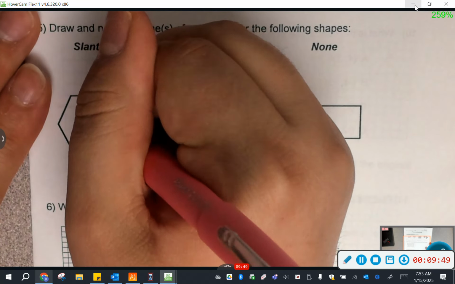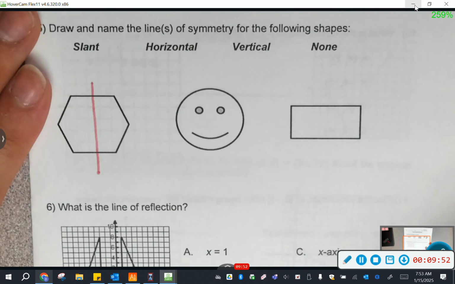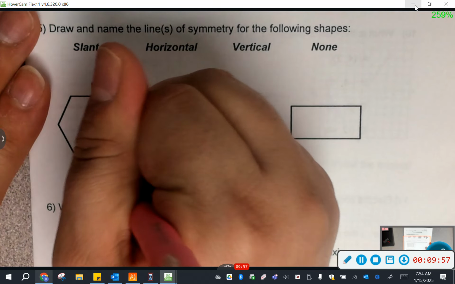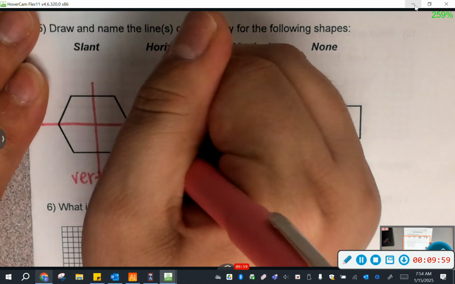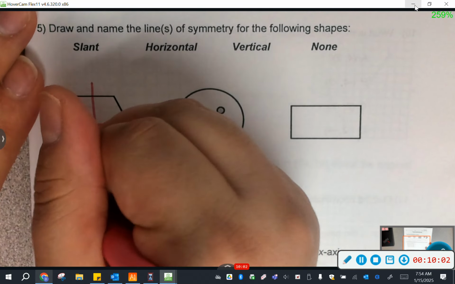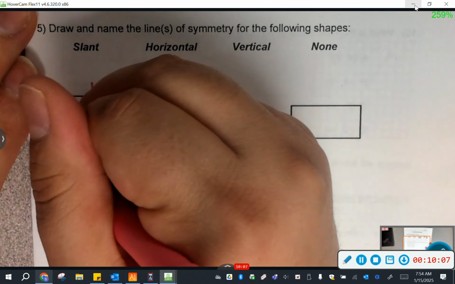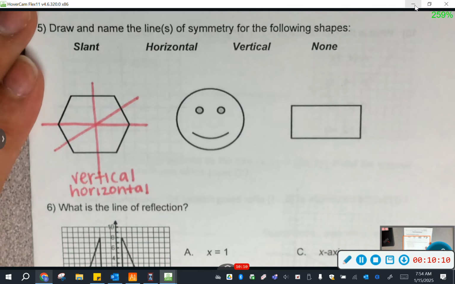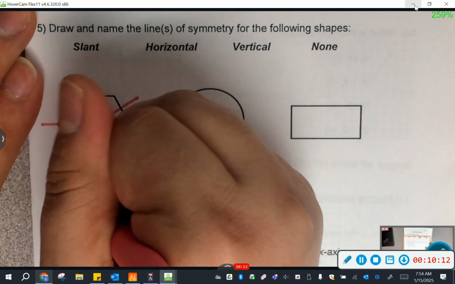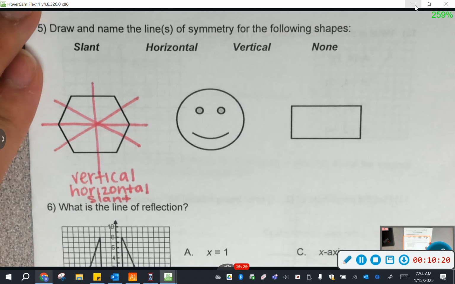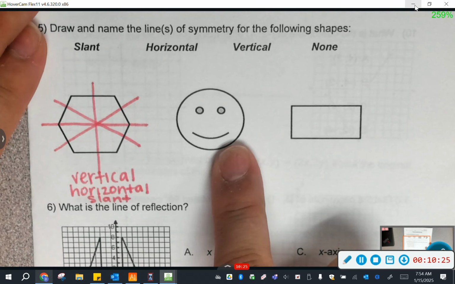So, can I split it in half like this? Yes. So this one has a vertical. Can I split it in half like this? Yes. This one also has a horizontal. Can I split it in half like this? Yes, this one also has a slant. So this has all of them. Could we just write all? Yep, you could write all. Again, multiple choice.